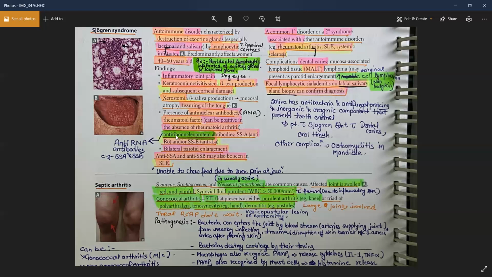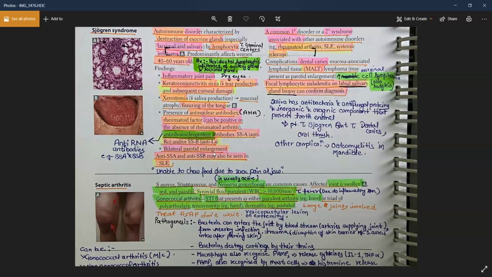Okay, the patient can also have ribonucleoprotein antibodies, which are the RNA antibodies. See, the anti-DNA antibodies are seen in SLE, and the anti-RNA antibodies are seen in Sjogren syndrome. These anti-RNA antibodies are anti-SSA and anti-SSB antibodies, which are anti-Ro and anti-La. So do remember these names. These are the anti-RNA antibodies, SSA and SSB.